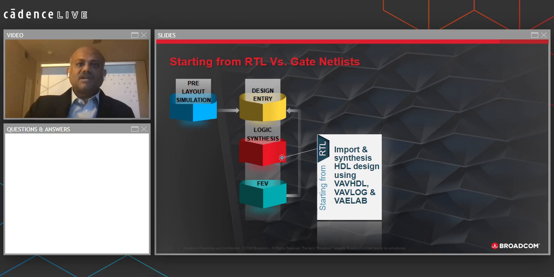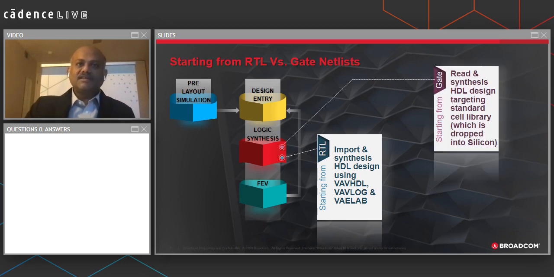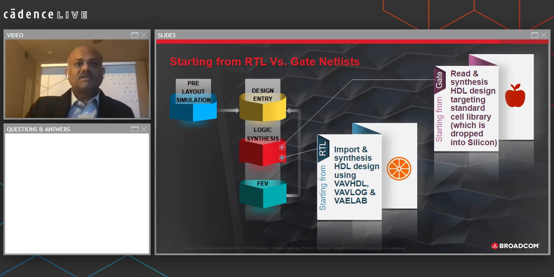So in case Palladium flow is started from RTL, during logic synthesis phase, you import and synthesize HDL design using VA VHDL or VA VLOG and elaborate using VA ELAB. On the other hand, if you want to start the Palladium from gate netlist, during logic synthesis phase, you read and synthesize HDL design targeting standard cell library. Basically, this is your regular logic synthesis wherein synthesis netlist is later dropped into silicon. Thus, both the netlists are not one and the same. They are apples to oranges and not apples to apples.